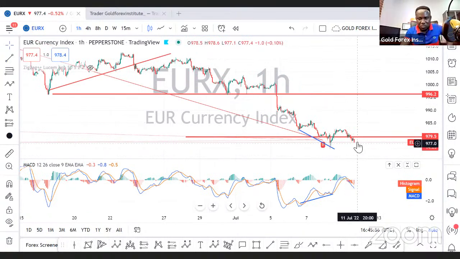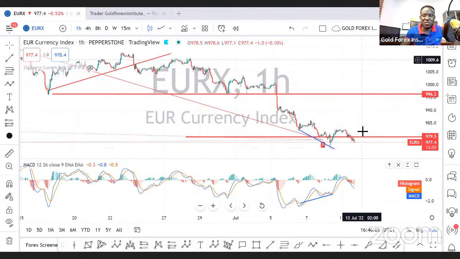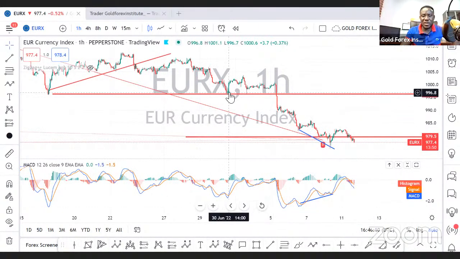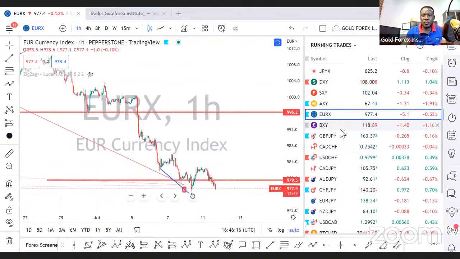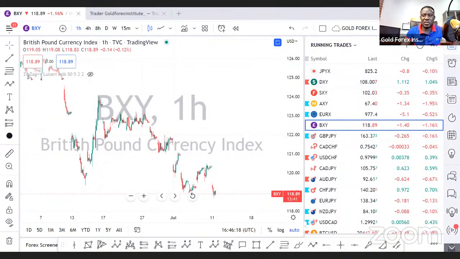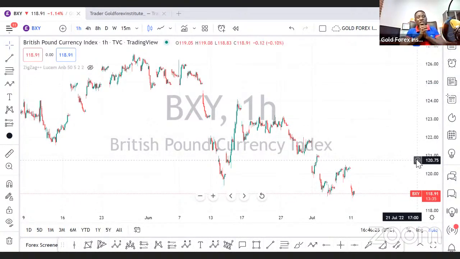I don't expect this one to break below. If it breaks below, then we cannot enter the market. But once there is divergence, let's hope and see whether this one will break up. But for now, euro is still trending down. We have the pound index. Okay, still trending down. I'm still expecting some recovery of the euro and the pound.